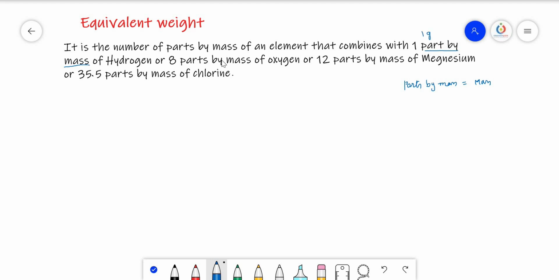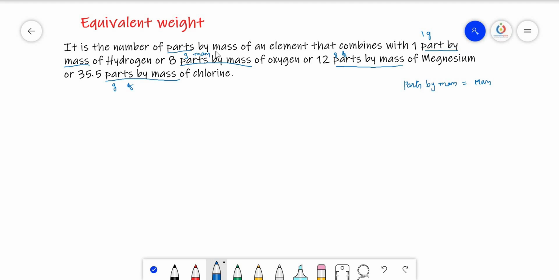So if you replace parts by mass with simply mass, it becomes 1 gram mass of hydrogen, and 8 parts by mass of oxygen is 8 grams of oxygen, and similarly 12 parts by mass of magnesium is 12 grams of magnesium, and 35.5 parts by mass of chlorine means 35.5 grams of chlorine. So equivalent weight basically is a relative mass. Let's see how to find out the equivalent mass of an element in comparison to the masses of these elements.